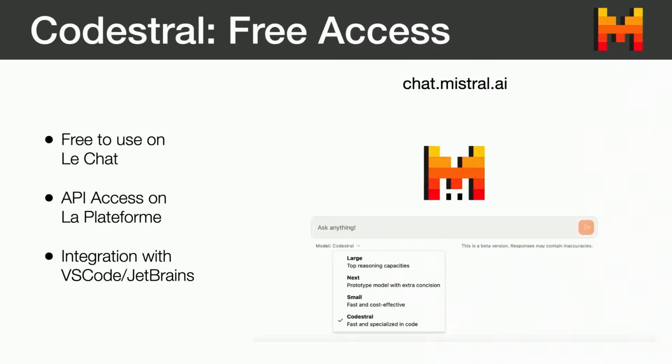So it's free to use on our chat interface, chat.mistral.ai. We also have the API access available on La Plateforme, which is our platform API endpoint, and here it's also free to use till, I believe, end of July. We also have integration with VS Code and JetBrains, so you can download a plugin in VS Code or JetBrains and use it as a coding assistant for code completion.